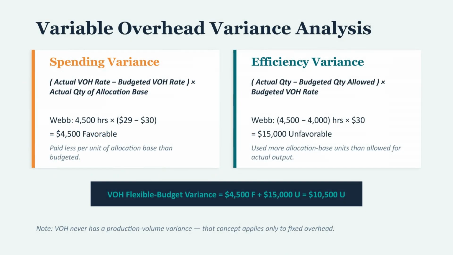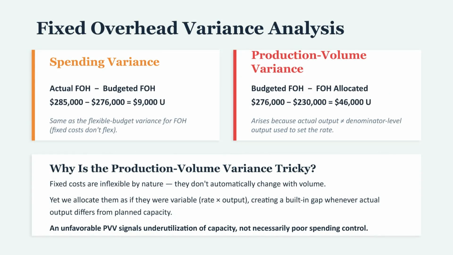First, our detective breaks down variable overhead into two clues. The spending variance, actual VOH rate minus budgeted VOH rate, times actual hours yields a $4,500 favorable signal when Web paid less than planned. The efficiency variance, actual hours minus budgeted hours, times budgeted rate, flags $15,000 unfavorable as clues.